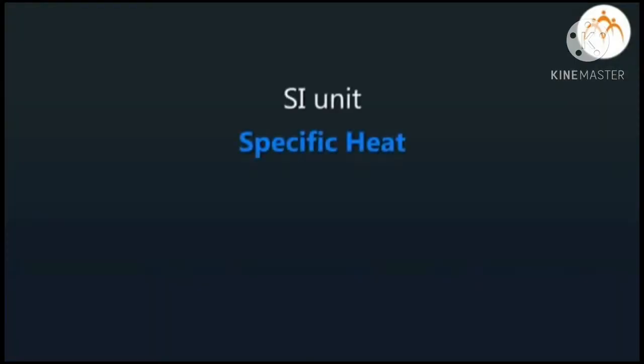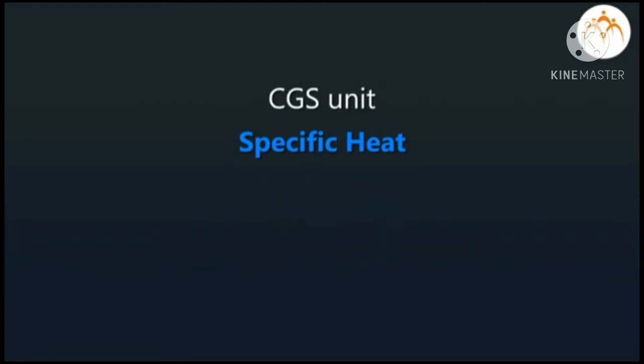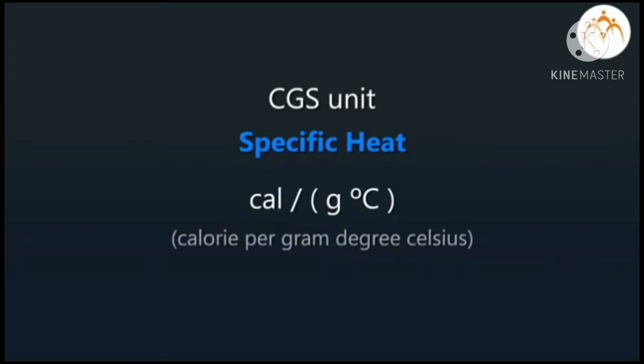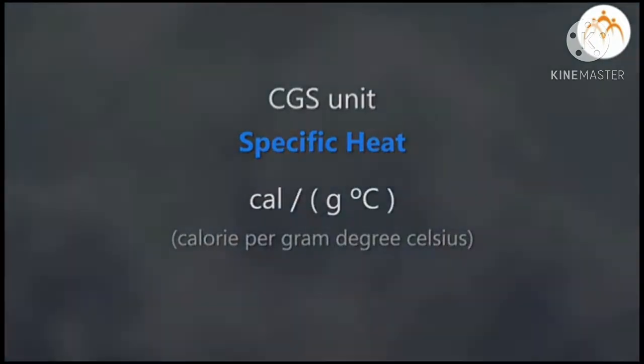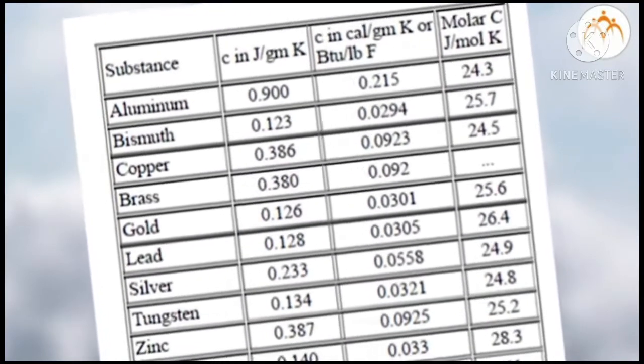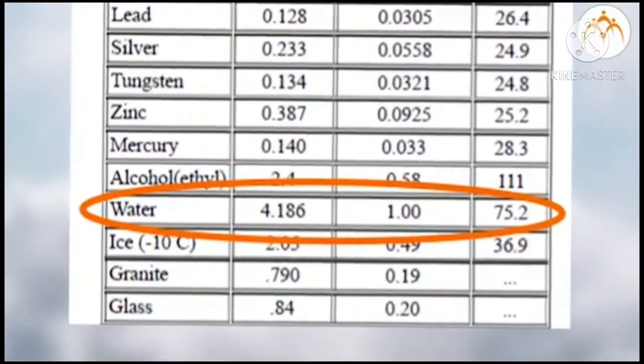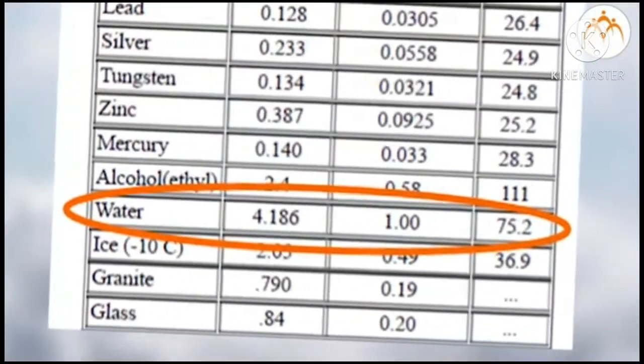SI unit of specific heat is joule per kilogram degree Celsius and CGS unit of specific heat is calorie per gram degree Celsius. Scientists have already measured specific heat for various substances for us. For water, it is 1 calorie per gram degree Celsius.